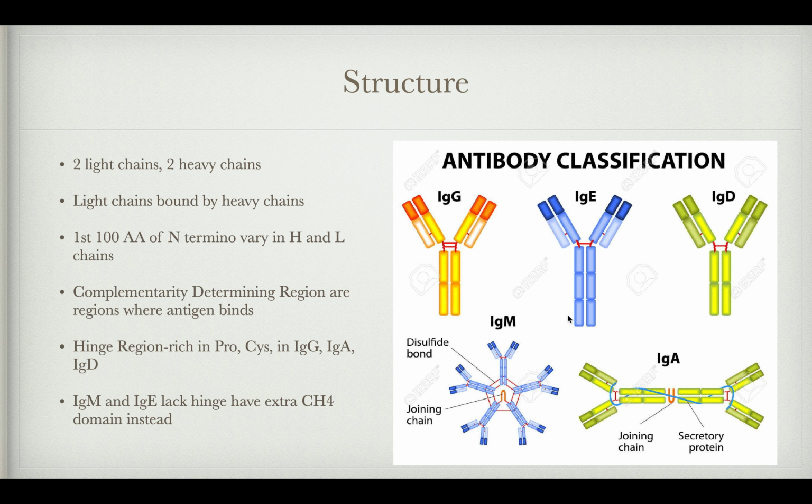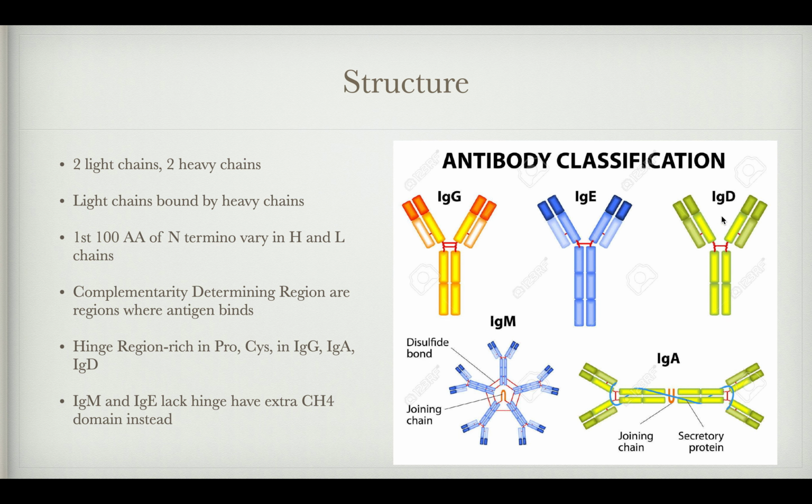So here are the different kinds. They're defined by 2 light chains and 2 heavy chains. And the light chains are bound by the heavy chains. The first 100 amino acids of the N-terminal usually vary in both chains. And the complementarity determining regions are where the antigen binds. So around here, here, here. This is the hinge region.